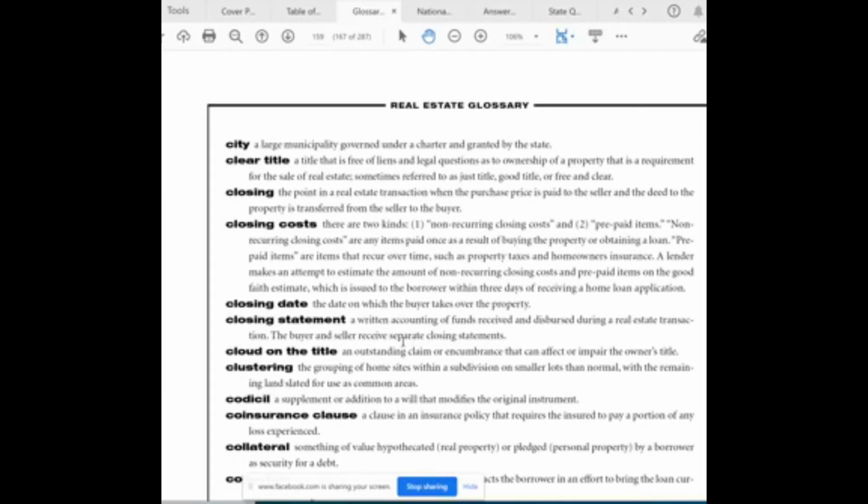The interest is prorated. Not the interest, the homeowners association dues are prorated. Items like that get prorated. Seller pays up to the closing date and buyer after that.